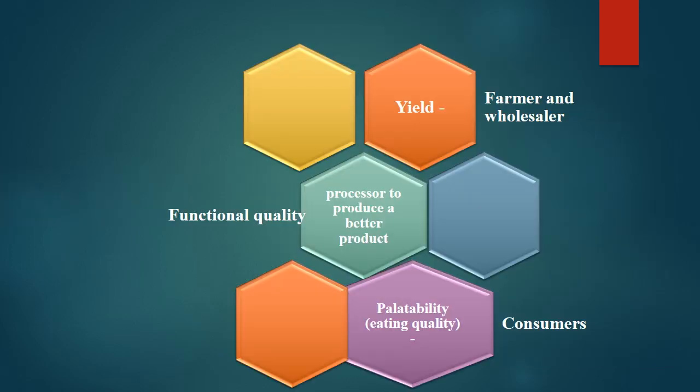Here once again we can see 3 aspects of meat quality. One is yield, which is relevant to the farmer and wholesaler, based on which they can get their profitability and sustainability of farming. The second aspect is functional quality, which determines that the processor can produce a better product, either fresh meat or other processed product. And the third is the palatability aspect, which is the sensory quality, or we also say eating quality, and that is ultimately the preference of consumers, and that drives the market. That's the factor for successful meat marketing.